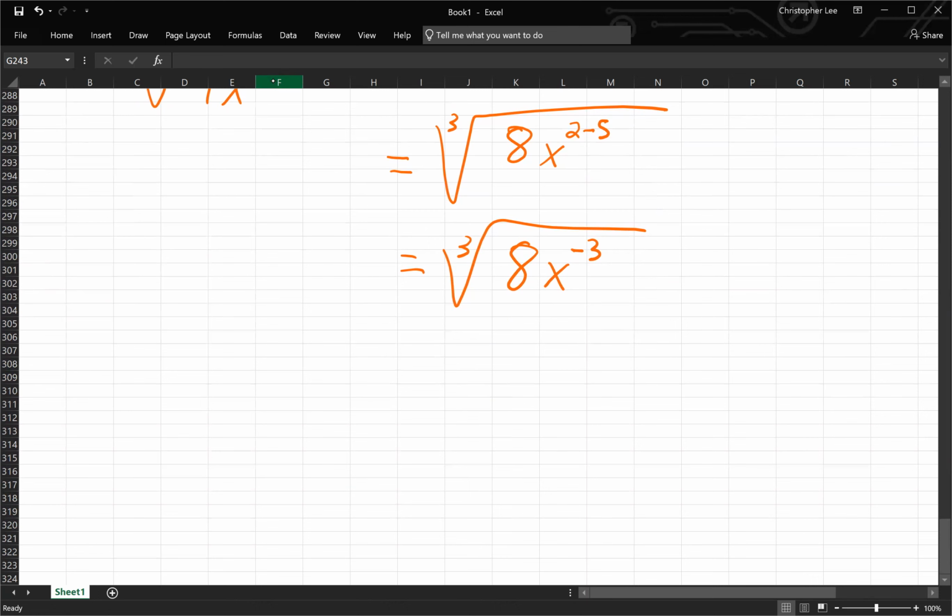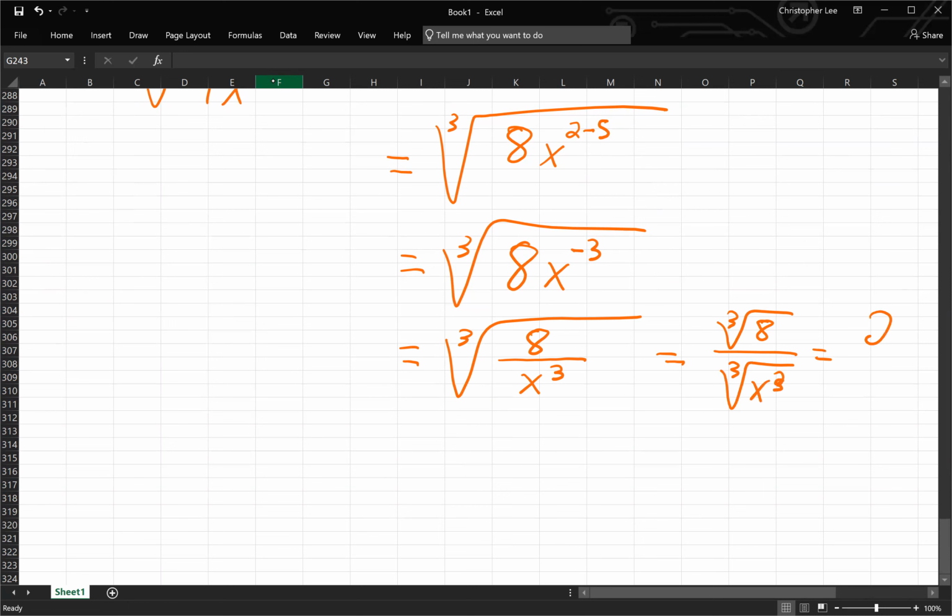Well, actually, yeah, I'm gonna do that right now. All right. So because it's a negative exponent, you know that this is gonna go into the denominator and become positive. So now individually, I can take the cube root of both, right? So what's the cube root of 8? 2, right? So this is 2. And what's the cube root of x to the third? That's it. That's the answer.